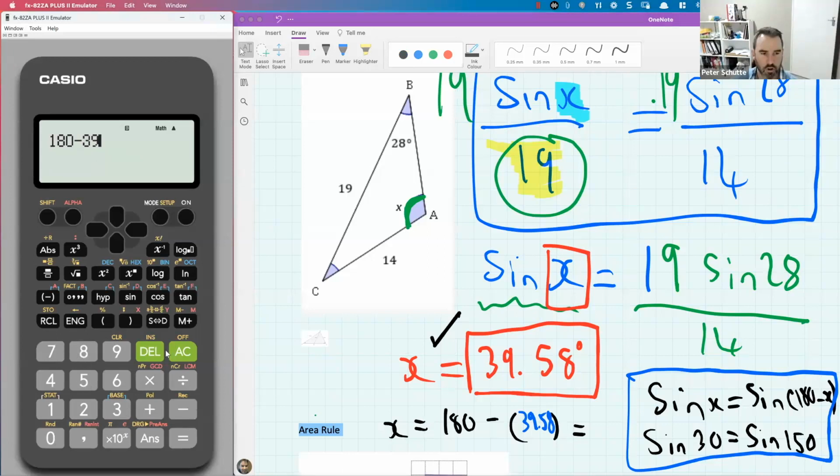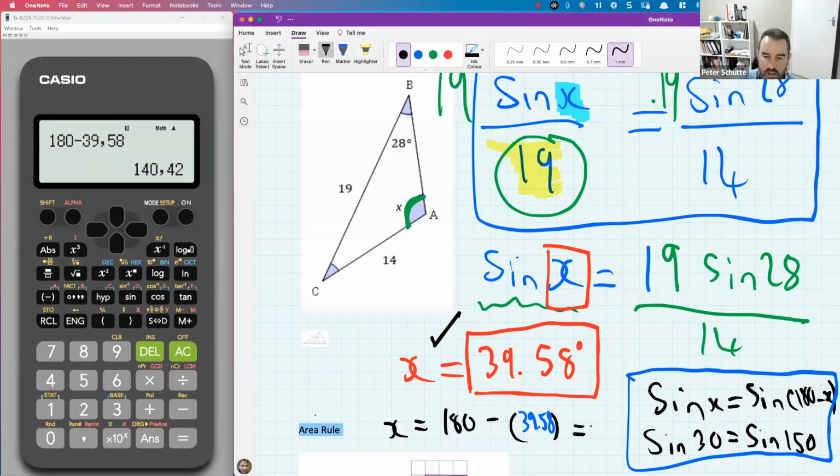So the answer is going to be 140.42. And that makes sense to me because it's an obtuse angle. For those who have done trig equations, you know how when you have a sine general solution, you always have an answer in quadrant 1, and you also have an answer in quadrant 2 if it's a positive angle. This is what's happening in this situation.